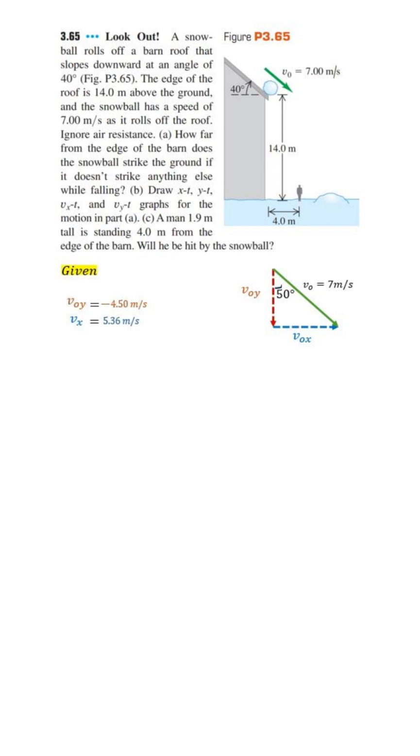Now that we have described the initial conditions, we can start with the first question. How far from the edge of the barn? This is the range of the projectile, which is the x. The range is simply the product of the horizontal velocity and the time of flight. We know how fast it is going in the x, that is 5.36 meters per second. If it takes 1 second, then the range is 5.36 meters.